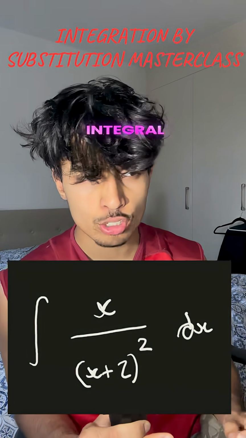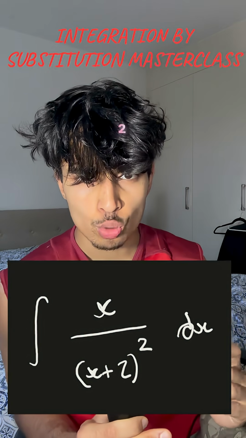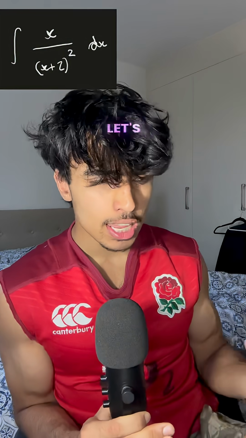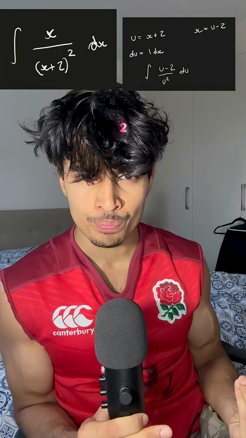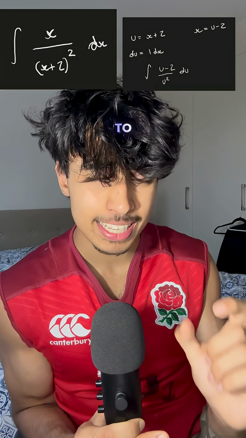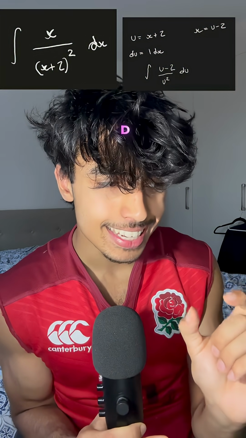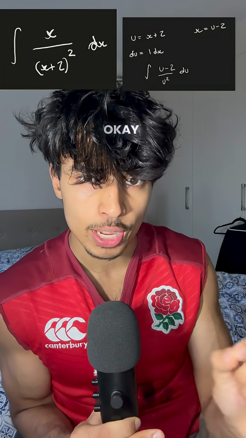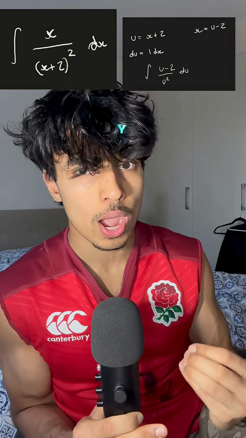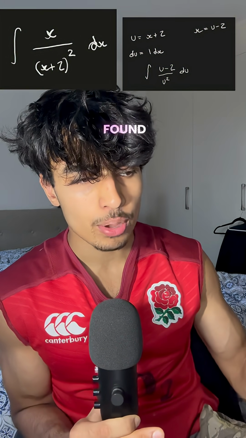Okay, I've put the integral of x over (x plus 2) all squared dx in front of you. Try and integrate it. Let's set u equal to x plus 2. That'll simplify things. Then we need to differentiate on both sides. So du is equal to 1 dx, because we need to find dx, because that's the form of every integral of y dx.